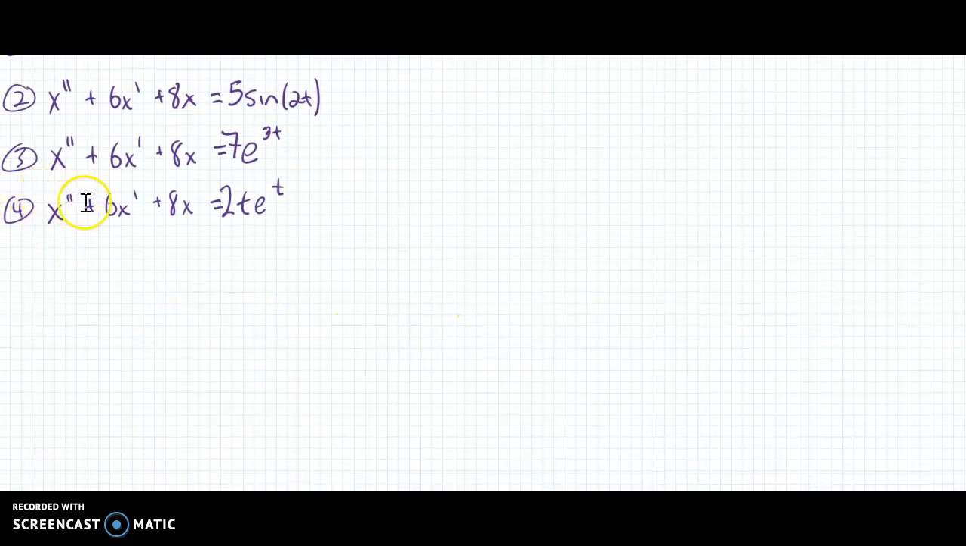Same thing, x double prime plus 6x prime plus 8x equals 2e to the t. Before you hit pause, let me warn you, just be really careful with your product rule throughout this entire process. Remember, you want to derive and get all terms until they repeat or go away. So now you can hit pause.